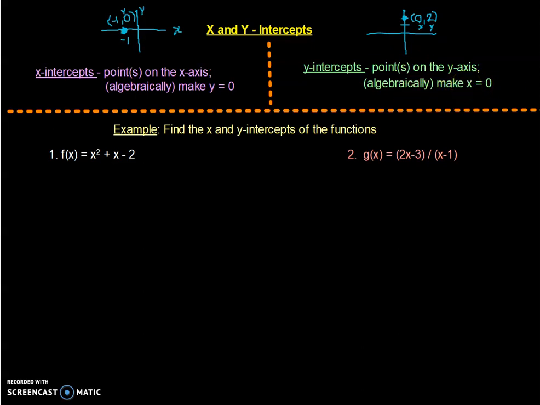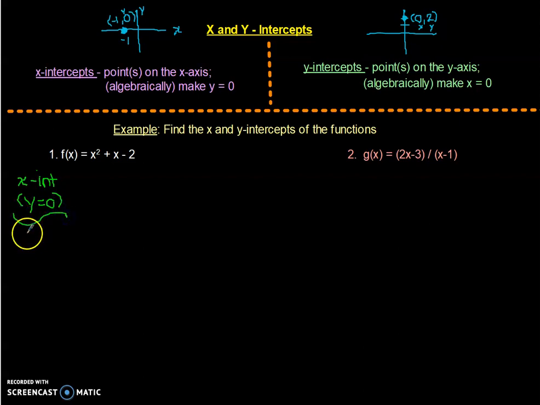So I'm going to give you two examples. The first one is going to be a quadratic equation. And from here, we're going to find the x and y intercepts. So to find the x-intercept, you're just going to make y equal to 0.